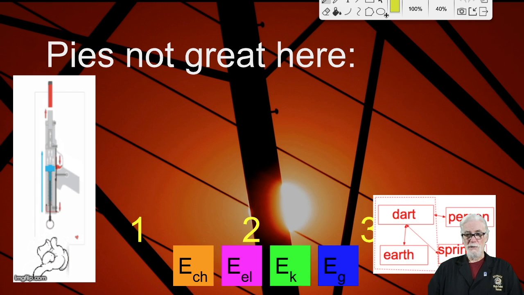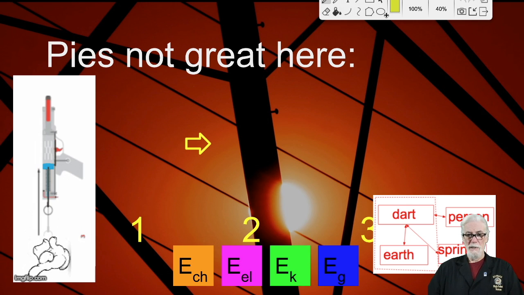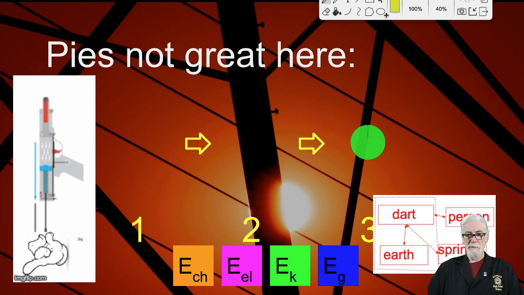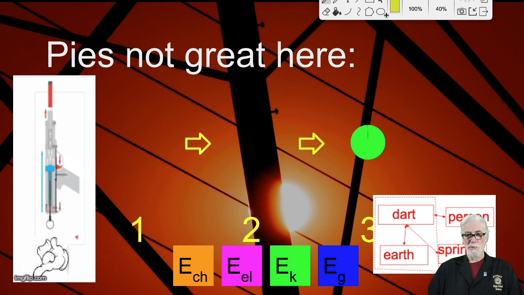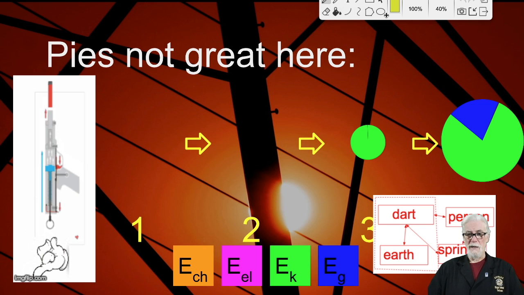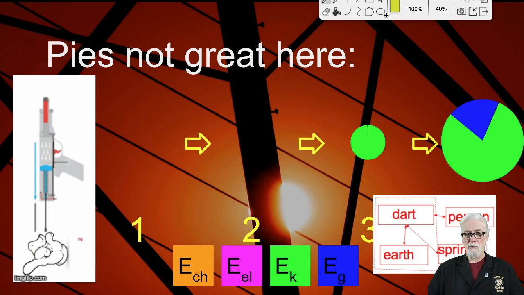When we had the dart and the earth in the system, and the person and the spring outside the system, modeling this with pies shows a weakness of the pie chart model. At first there was no energy stored in the system because it was all stored in the person. Then it was all stored in the spring. Then the spring began to transfer energy to the dart, and so that energy that was stored as elastic energy in the spring became kinetic energy in the dart, but not all of it, and so the pie is kind of small. And then by the time we got to condition 4 at the end, there was still some kinetic energy, but there was also some gravitational energy, and now all the energy had been transferred from the spring into the dart, and so the pie grew.